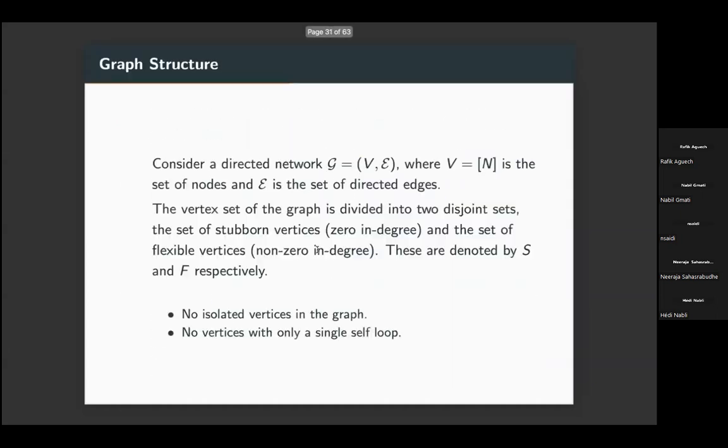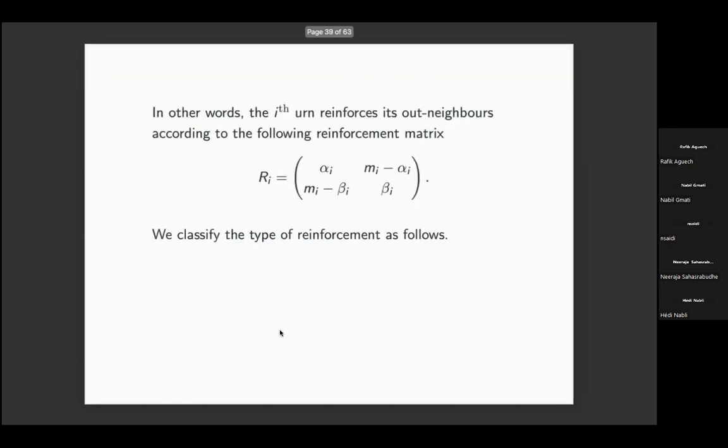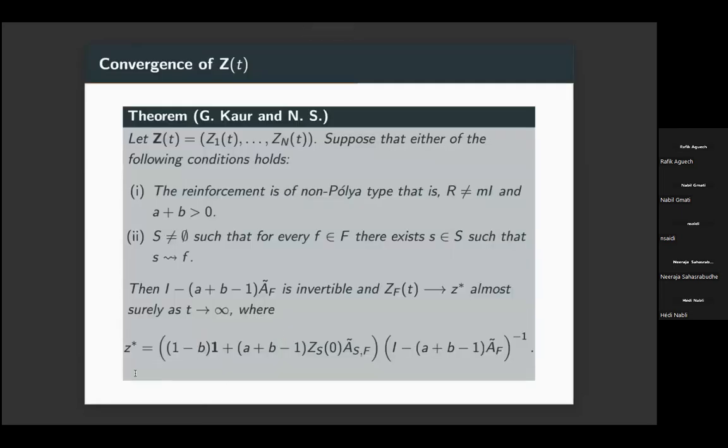If I go back to the picture here, like I said, there is going to be no incoming reinforcement at vertex 7. And therefore, the composition of the urn at this vertex is not going to change. I'm only interested in knowing what is happening to all the other urns as time goes to infinity. This one, I know what is going to happen. It is going to remain the same as we started at t equal to 0. So the number of white balls and black balls in this urn is going to remain the same as it was at time t equal to 0. Everything else, which comes in F, the set of flexible vertices, I'm interested in what happens to them. And this is what happens to them. It goes to this limit.